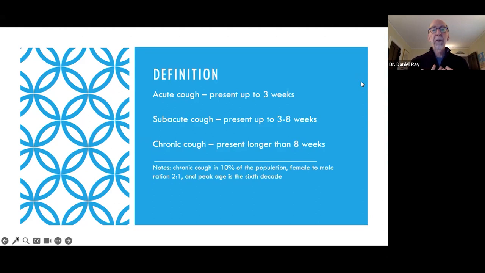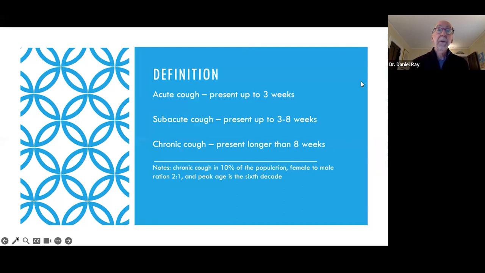For the patient, any cough they're coming to you with seems like it's been going on forever. But we define acute coughs as coughs that are persistent up to about 3 weeks, subacute coughs from 3 weeks to 8 weeks, and then true chronic cough is really a person that's been coughing for months.